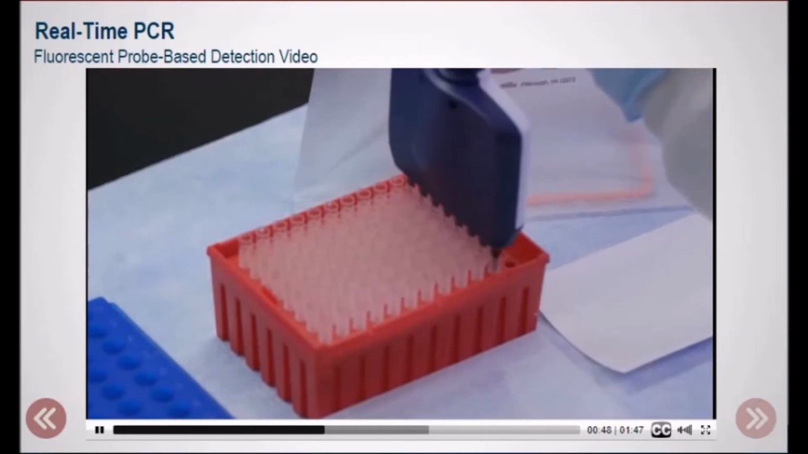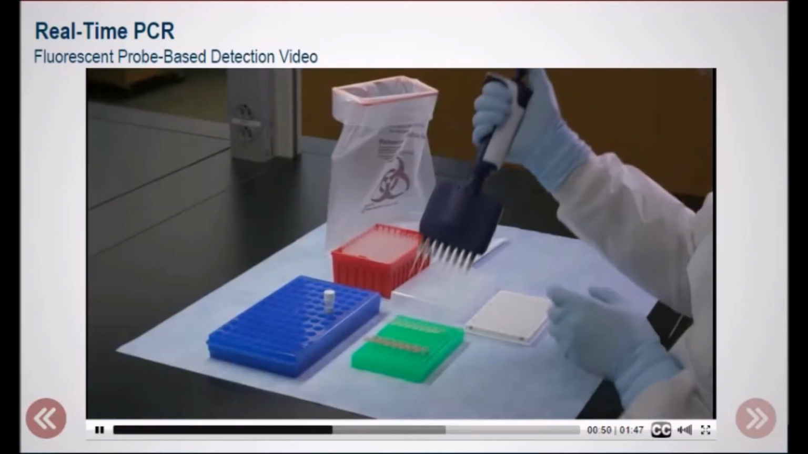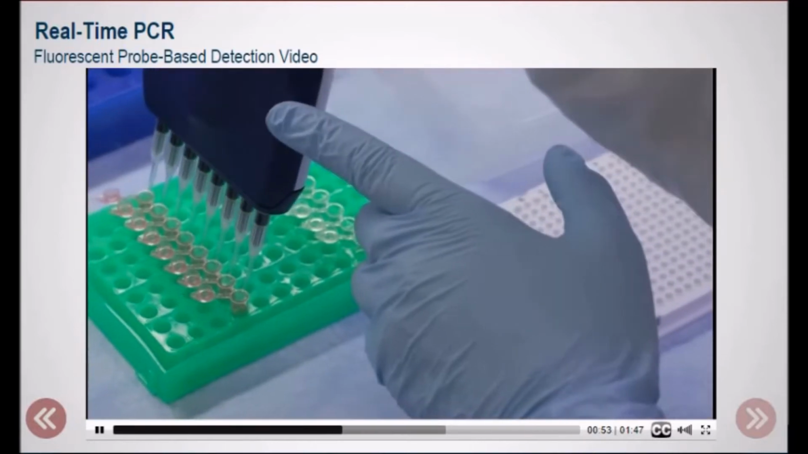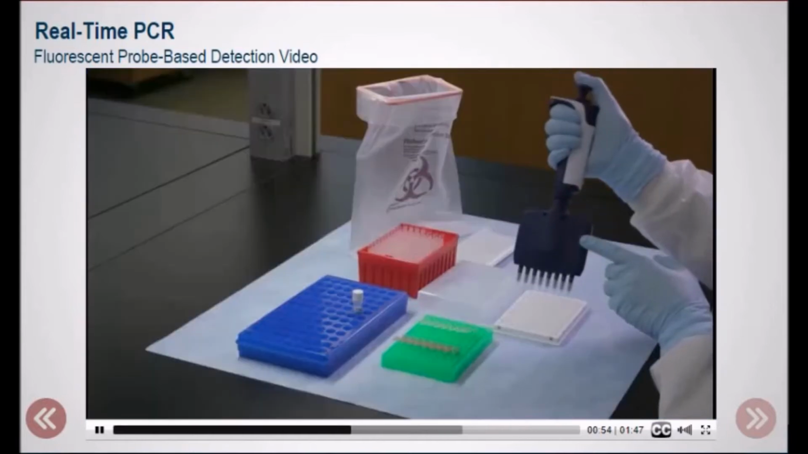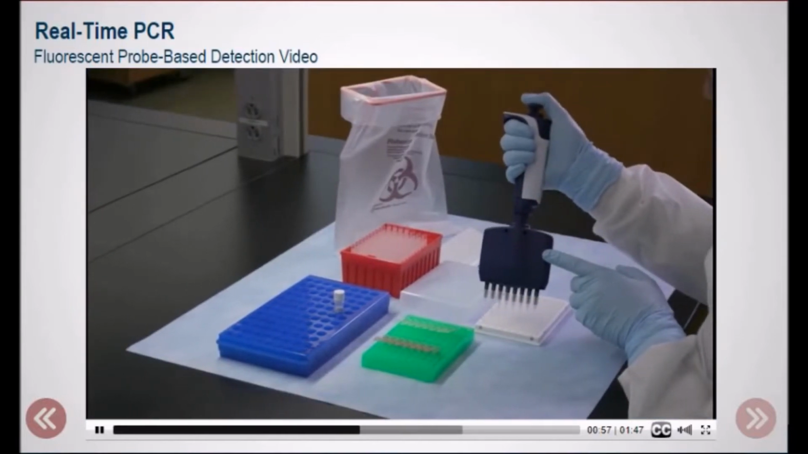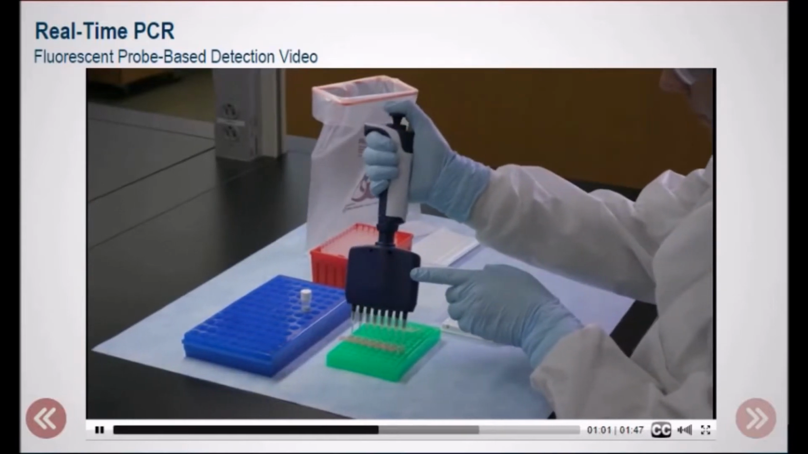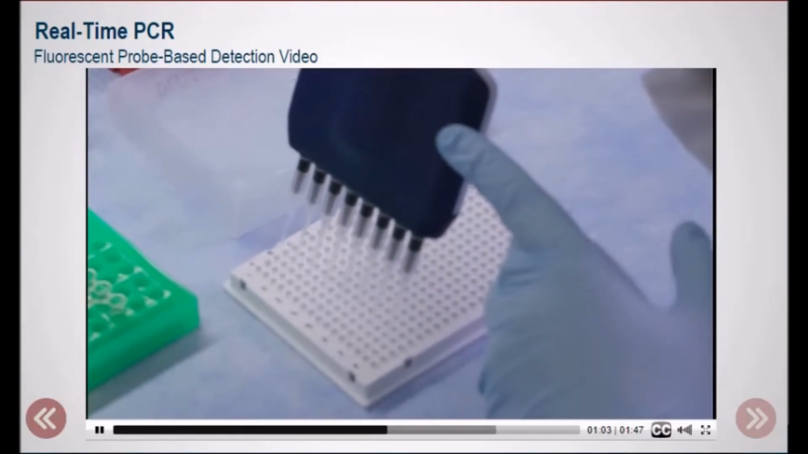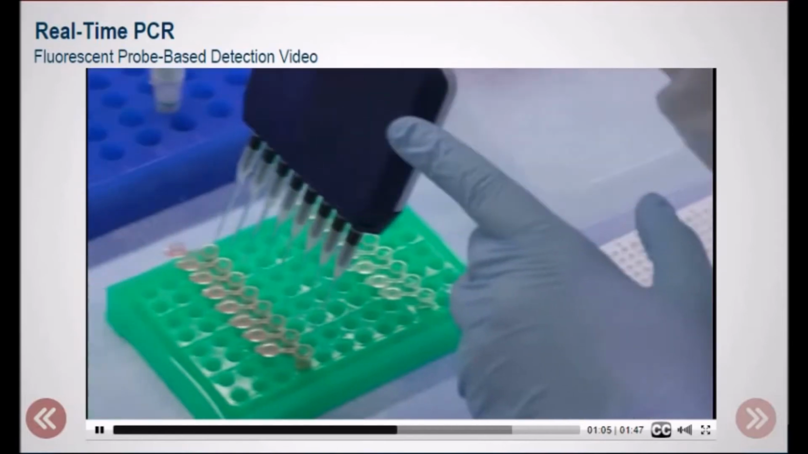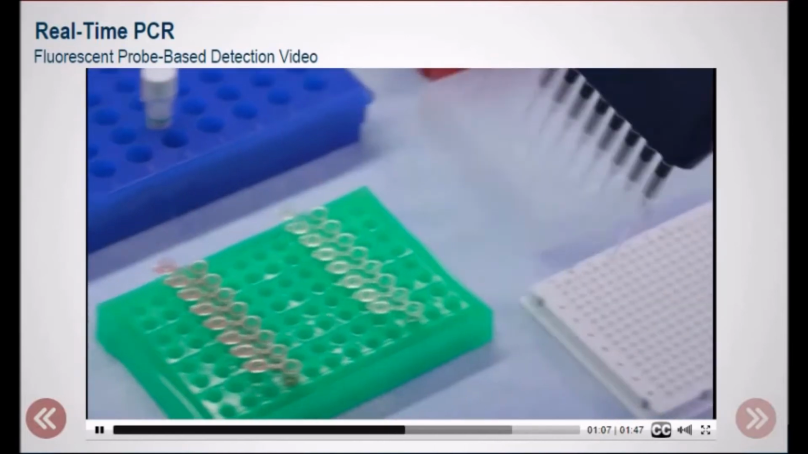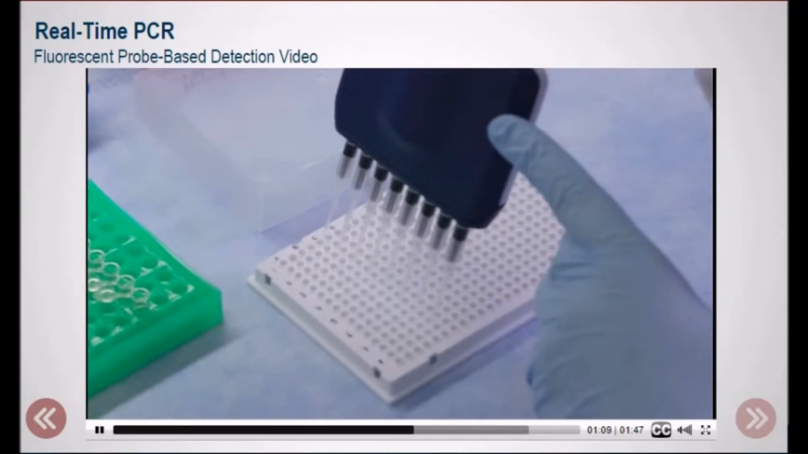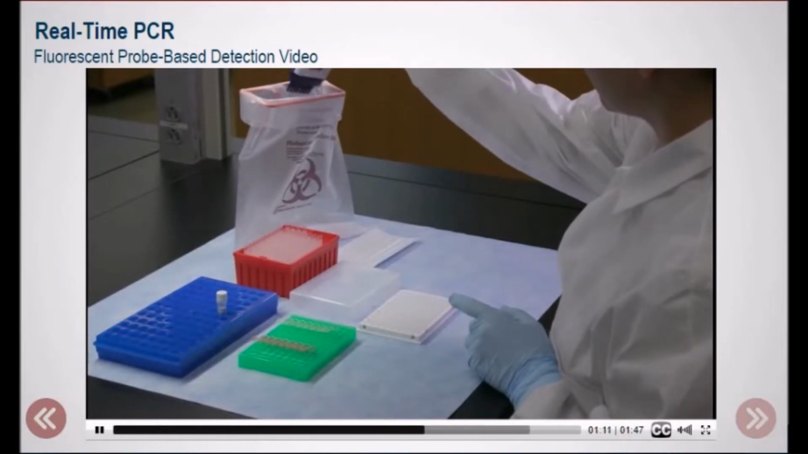The most commonly used dye for fluorescent dye-based detection is SYBR Green. The SYBR Green dye functions as an intercalating agent that emits detectable fluorescence when bound to double-stranded DNA. As the PCR progresses and the quantity of double-stranded DNA increases, more dye binds to the PCR products and hence signal intensity increases.